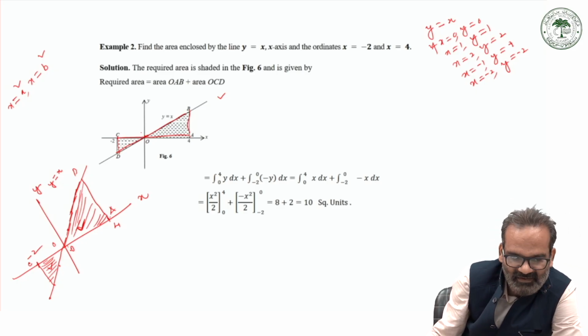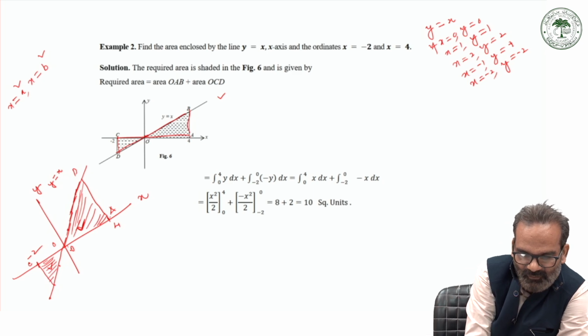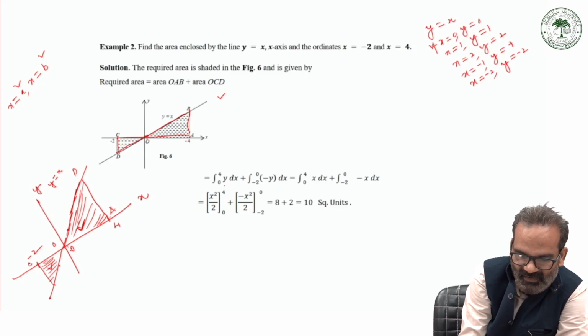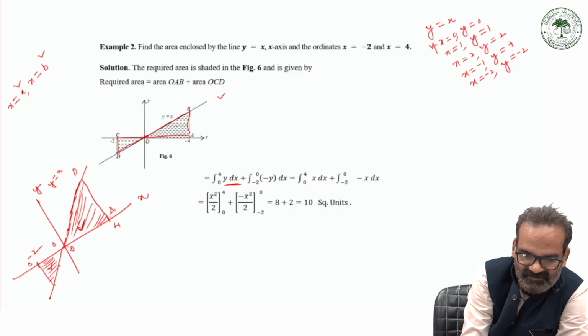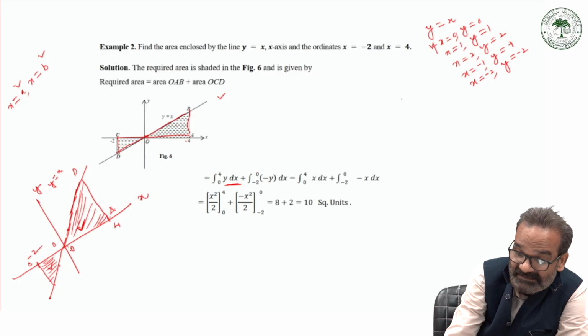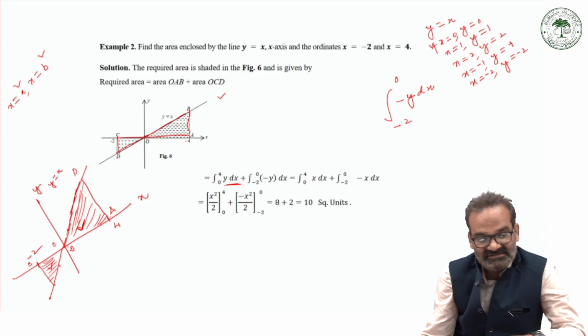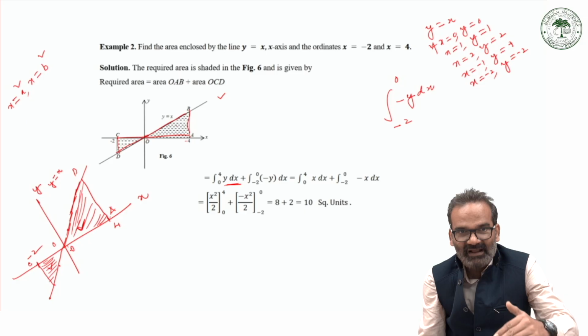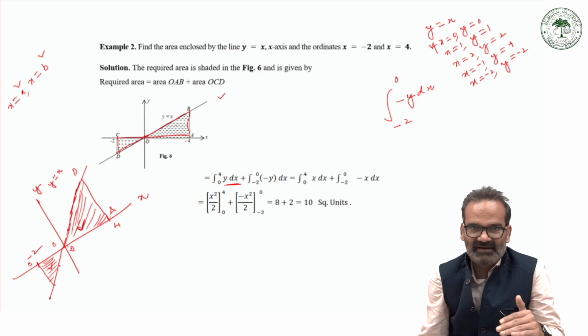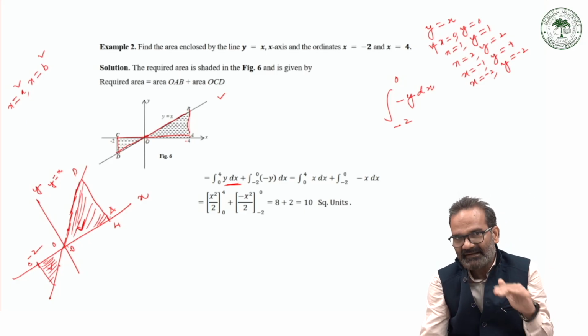Okay. Now, how can you find out the area of OAB? For the area of OAB, integrate the function y equals x from 0 to 4. The integral of y dx from 0 to 4 is the area of this portion. Then integrate the function from minus 2 to 0, but with a negative sign. So this will be minus y dx from minus 2 to 0, because this portion lies below the x-axis. So we will use the negative sign to calculate its area, right?